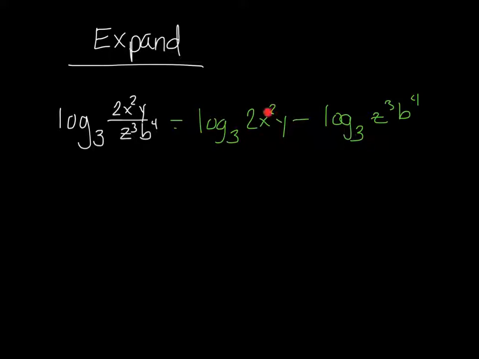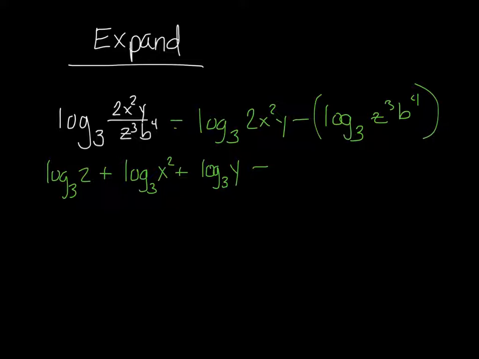So I need to separate into 3 multiplications here. This is a big problem. So I've got log base 3 of 2 plus, because it's multiplied, log base 3 of x squared plus log base 3 of y. Then I've got a minus. Now I'm minusing all of this. So when I split this up, because I've got a multiplication there, I'm going to split up into a plus.